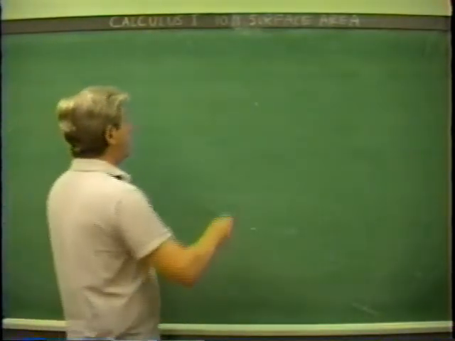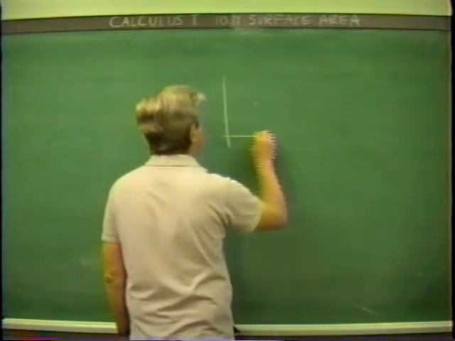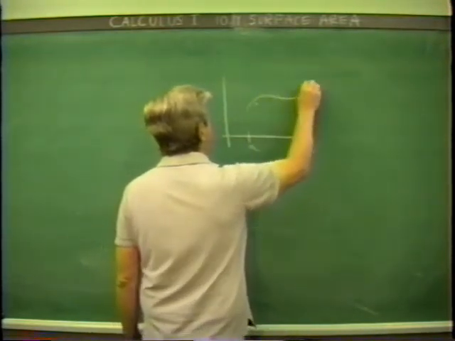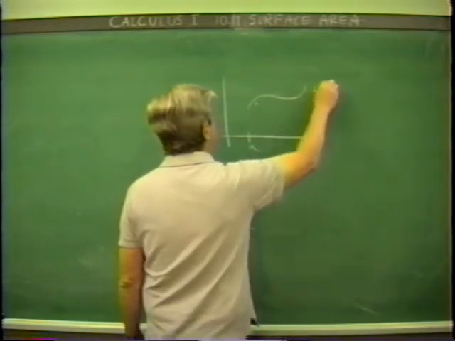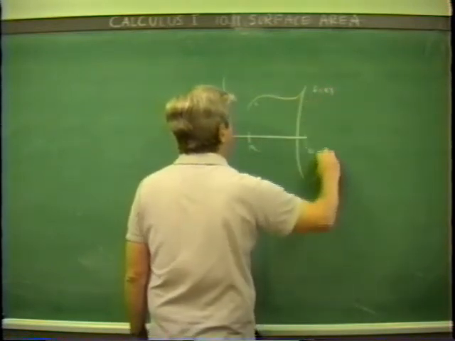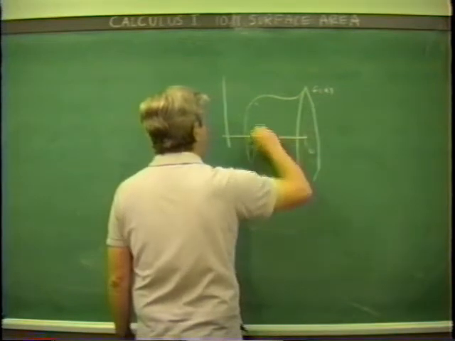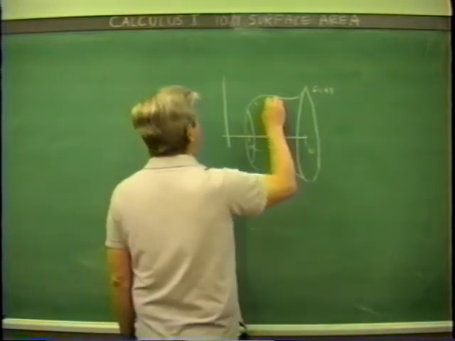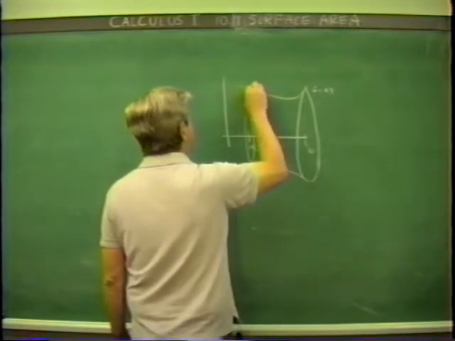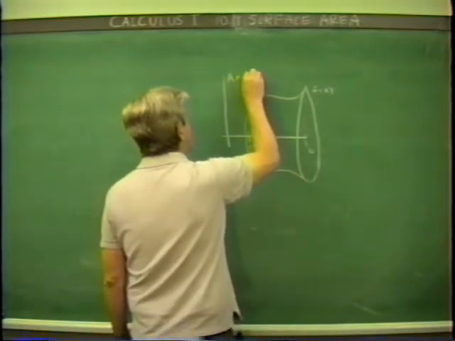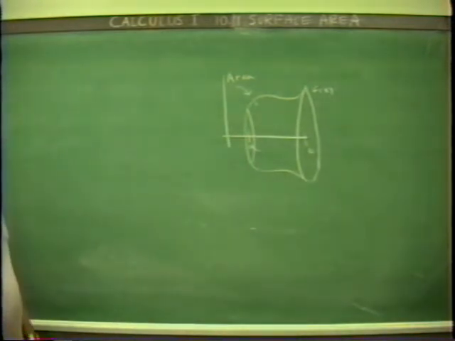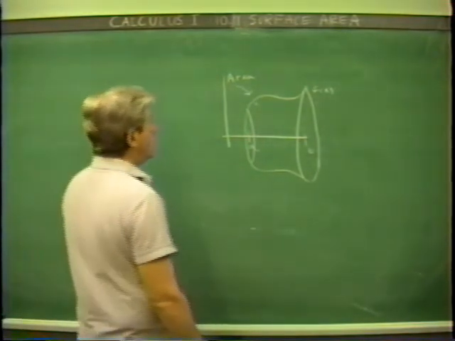All right, we now wish to consider the surface area of a solid of revolution. In particular, let's look at the simple case here. Take the interval from a to b. We take a function f of x, which is greater than 0. We revolve it around the x-axis, and we end up with something that looks like this. We want to know how much surface area there is to the resulting surface.